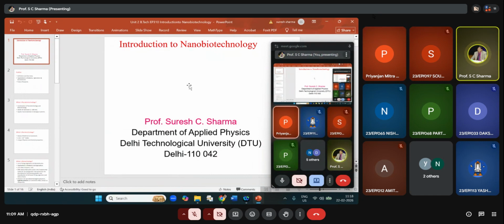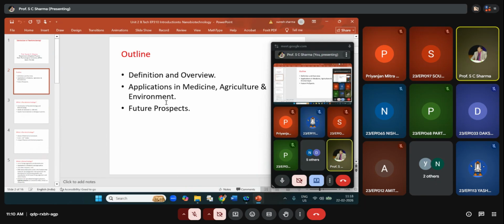Two topics from unit two. The first is introduction to nanobiotechnology, and the second topic is nanomaterials in biotechnology. These two topics I would like to complete today. Definition and overview, application in medicine, agriculture, and environment, future prospects.